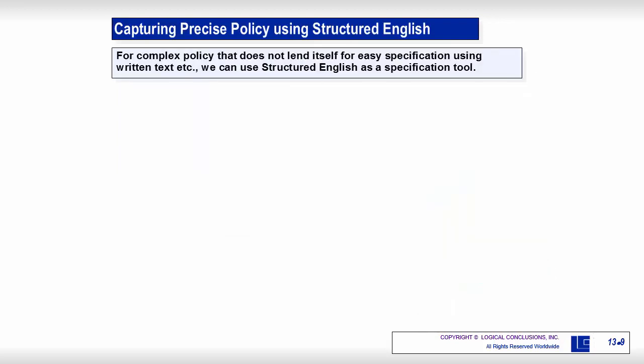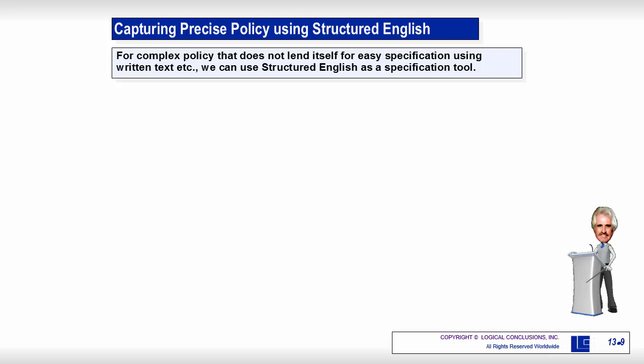For a complex policy that does not lend itself to easy specification using written text or even decision tables, we can use structured English as a rigorous specification tool. In my early days as a computer programmer, I was taught what was known as structured programming. It was an easy way of structuring computer code to make it easy to follow the logic. It uses 3 basic structural building blocks to do this.